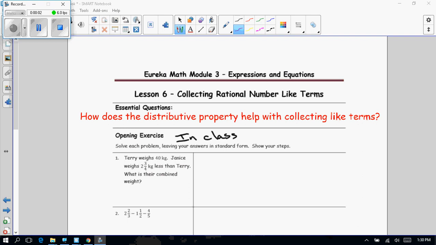Hello, Mrs. Hoekstra here. I'm on page 42 in our third module, lesson 6, collecting rational number-like terms. You'll see my essential question there. How does the distributive property help with collecting like terms? And you'll also notice that I said that we're going to do page 42 in class. So jump over to page 43 if you would.